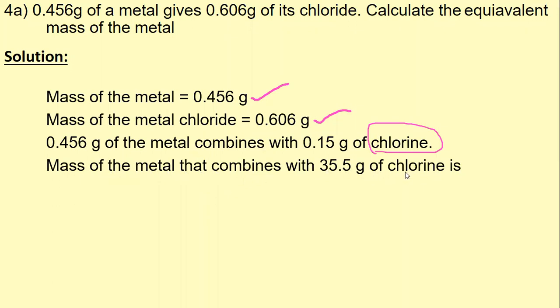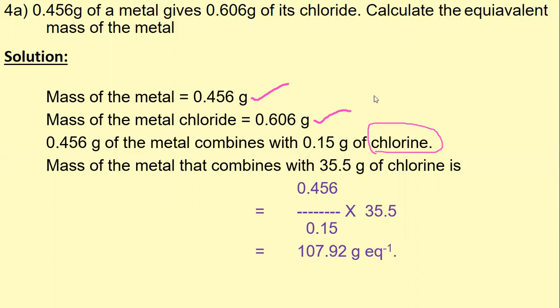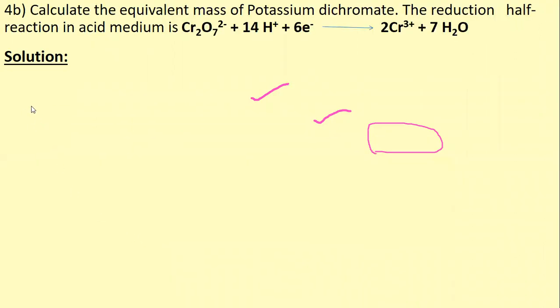So this is nothing but the atomic mass of chlorine. Now we have to simplify this with the given data. 0.456 divided by 0.15, that is for chlorine, into the molar mass. So now we get the answer 107.92 gram equivalent. We all know the equivalent mass will be expressed in terms of gram per equivalent.